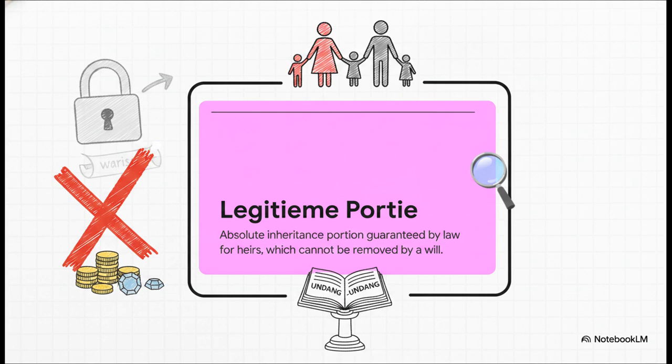But wait, there's one incredible safety net in this system called the legitime portie. Basically, the law doesn't let you just give all your wealth away to an outsider in a will and completely abandon your core family. The legitime portie is an absolute guaranteed portion of the estate for specific heirs locked in by law that absolutely cannot be erased by any will.